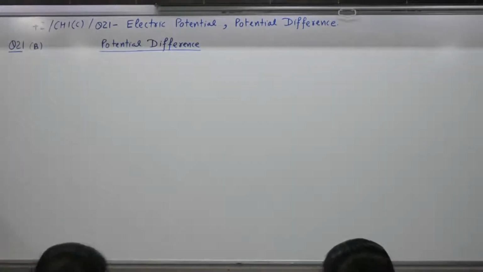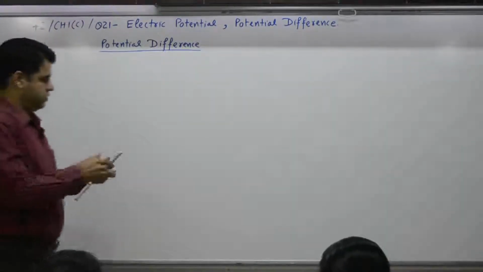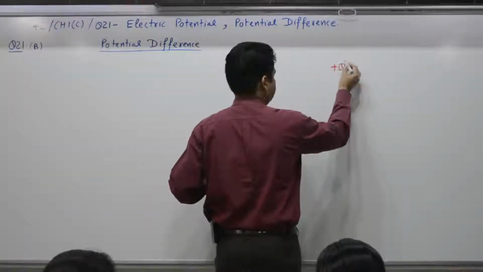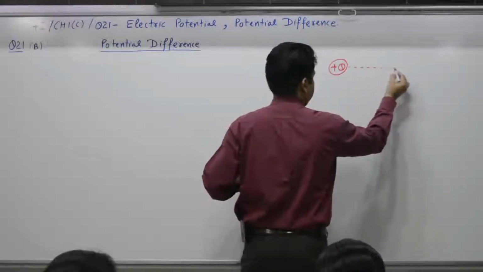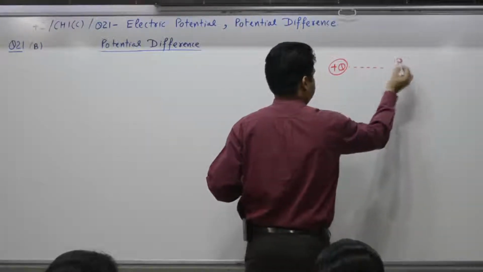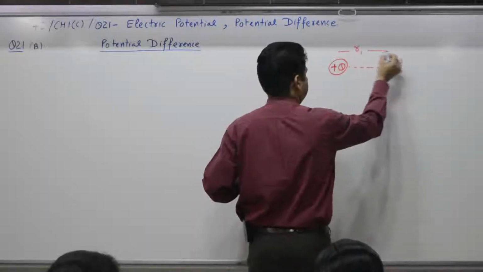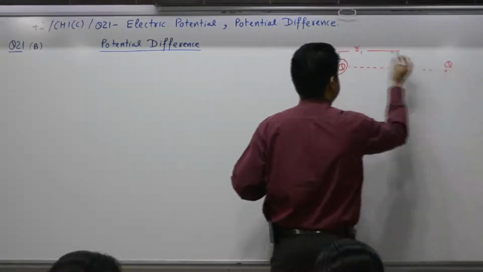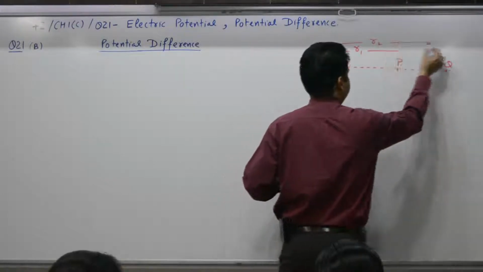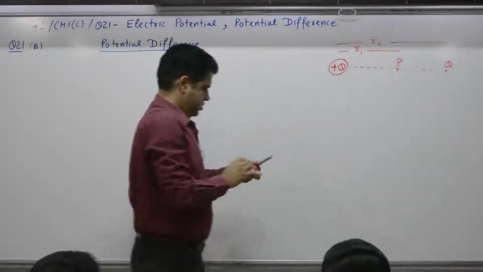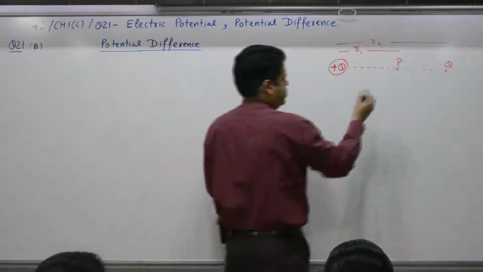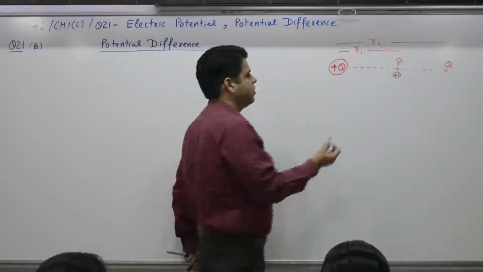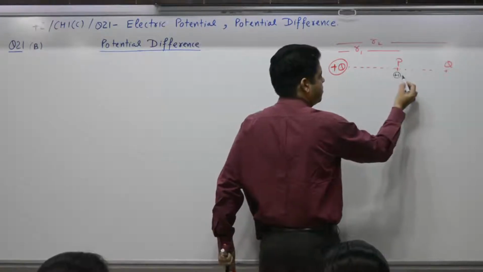B part deals with what? Potential difference. Same. Suppose there is a charge Q and there is a point P at a certain distance, say R1, and point Q at a certain distance, say R2. If you place a unit positive test charge, it will move from P to Q.